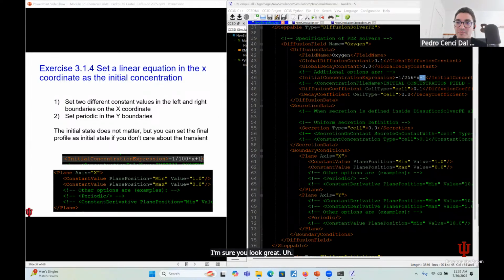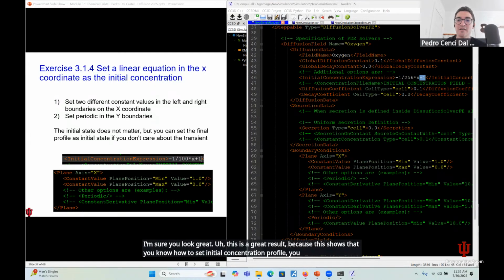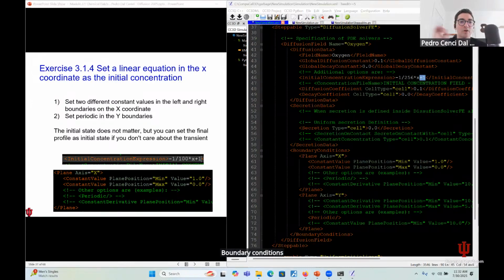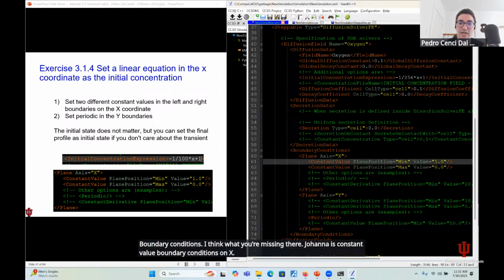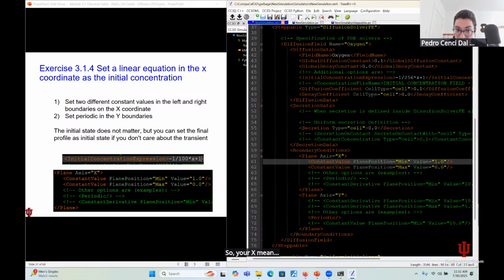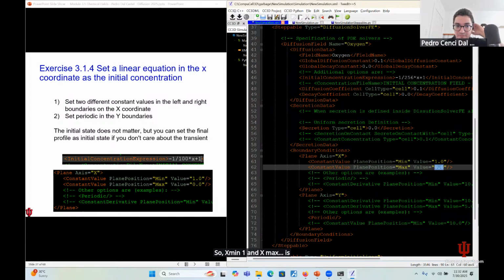This is a great result because this shows that you know how to set the initial concentration profile, you know how to set boundary conditions. I think what you're missing there, Johanna, is constant value boundary conditions on X. So your X min is 1. Probably your X min there is like 0. So X min 1 and X max is 0, so that it goes from high on the left to low on the right. Yeah, people are getting great results.